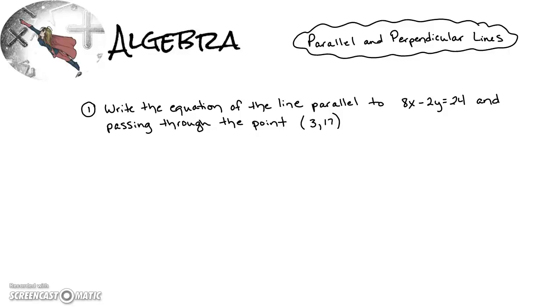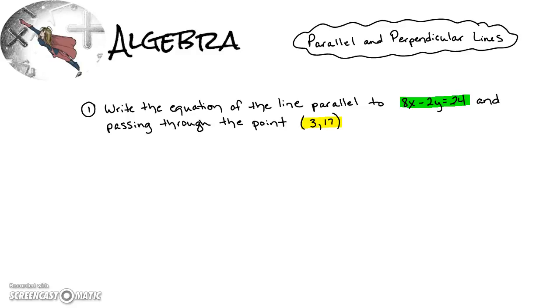Hi guys, I'm going to show you how to write the equations of parallel and perpendicular lines in this video. There's a few common mistakes that students make when doing this, so I'll point those out and we will not make those same mistakes. So number one, we're going to write the equation of the line that's parallel to 8x minus 2y equals 24, but our line is going to pass through the point (3, 17).